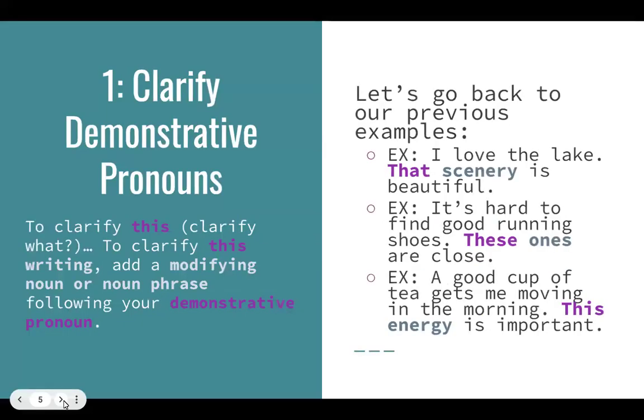So, what can you do? You can either clarify them by adding a modifying noun or noun phrase, or you can remove them entirely. So let's go back to our previous examples. I love the lake. That scenery is beautiful. It's hard to find good running shoes. These ones are close. Or a good cup of tea gets me moving in the morning. This energy is important. That last one, let's take a look at how to remove it. A good cup of tea gets me moving in the morning. Energy is important. That's as simple as that. Look at those demonstrative pronouns.